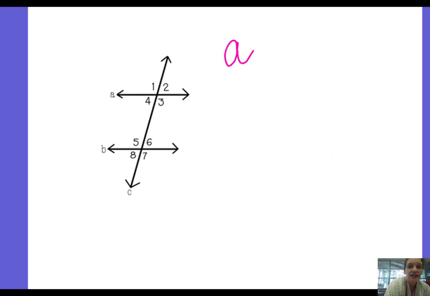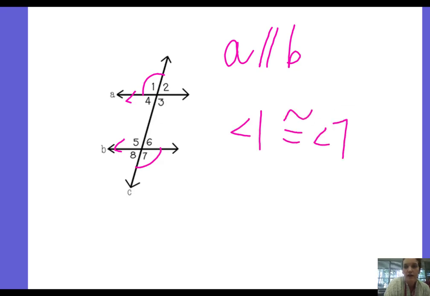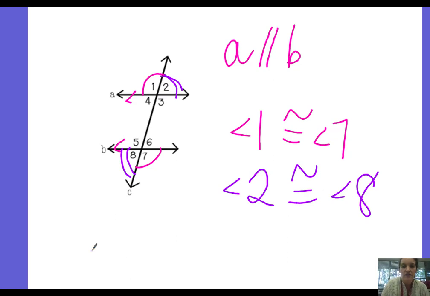So if A is parallel to B, then angle 1 and angle 7 are going to be congruent, and angle 2 and angle 8 are going to be congruent. So alternate interior angles are congruent when those lines are parallel. Alternate exterior angles are going to be congruent when those lines are parallel.